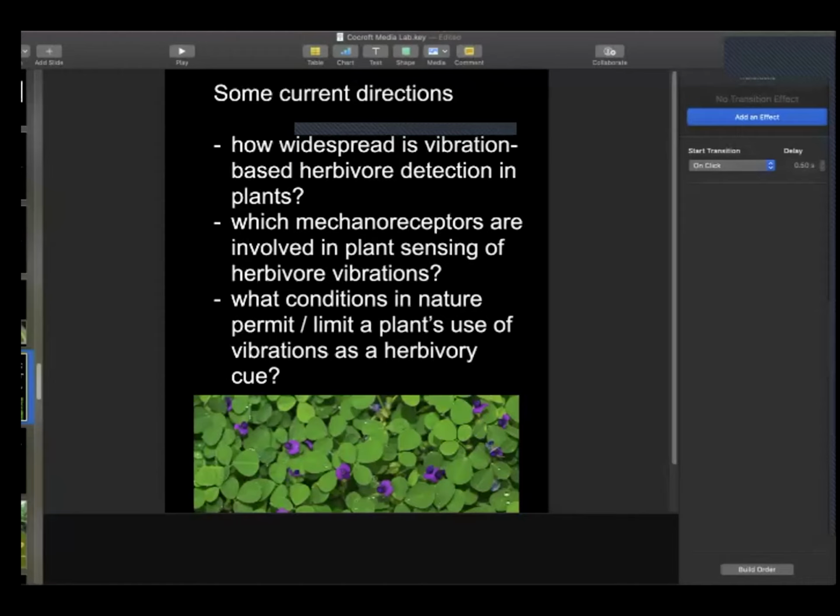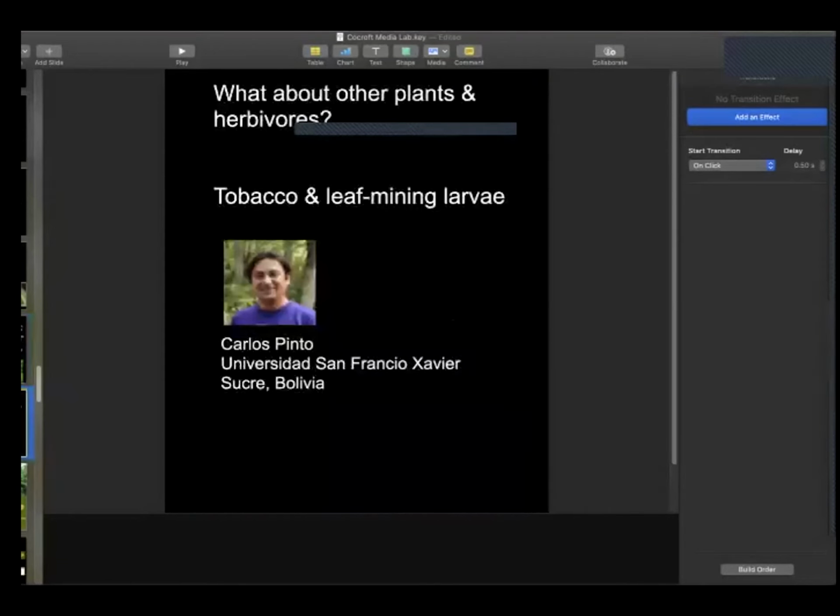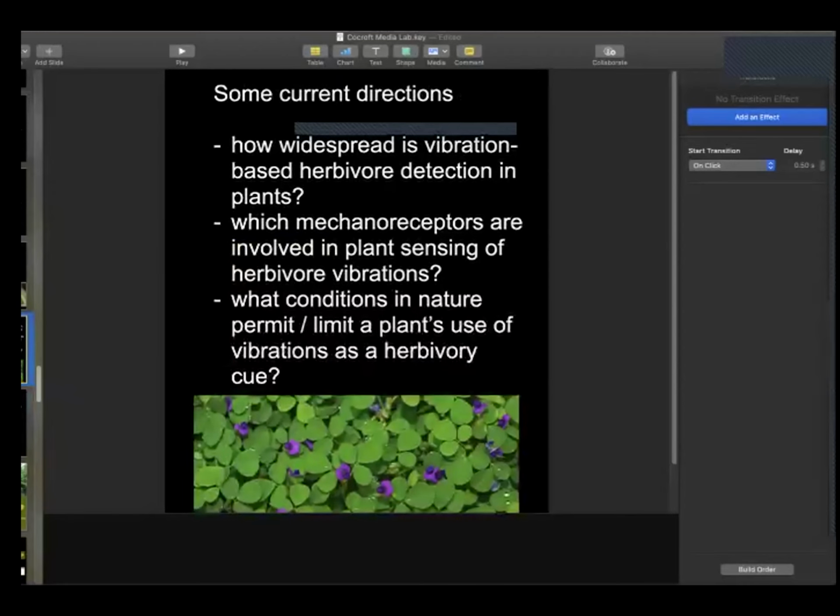sensing these vibrations. And we want to really take it out into the field and ask what really happens in nature? What are the conditions that might permit or limit a plant's use of vibrations as a herbivory cue? So far, we've never used any sort of playback in the presence of noise. And so if it's windy, how does this influence the plant's ability to sense herbivores based on their vibrations? So I'm going to end it there, and happy to take any questions.